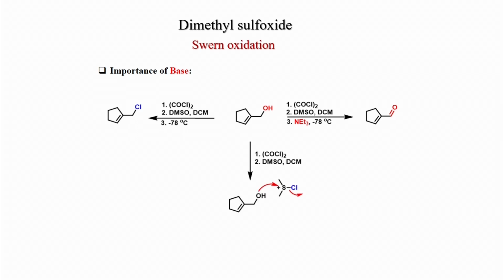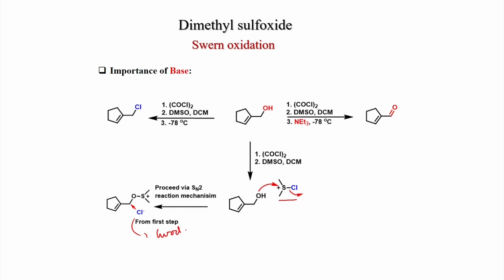So, what is happening? We have already seen in the mechanism that when you put oxalyl chloride and DMSO, you get this species, sulfinyl chloride, and now the alcohol reacts with the sulfinyl chloride to generate the sulfonium salt. And now in the sulfonium salt we know that chloride minus is not a good base, but a good nucleophile.